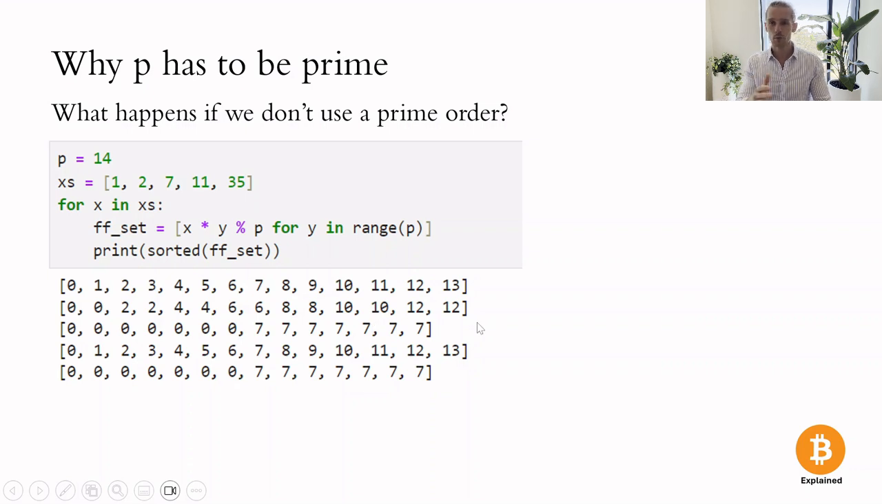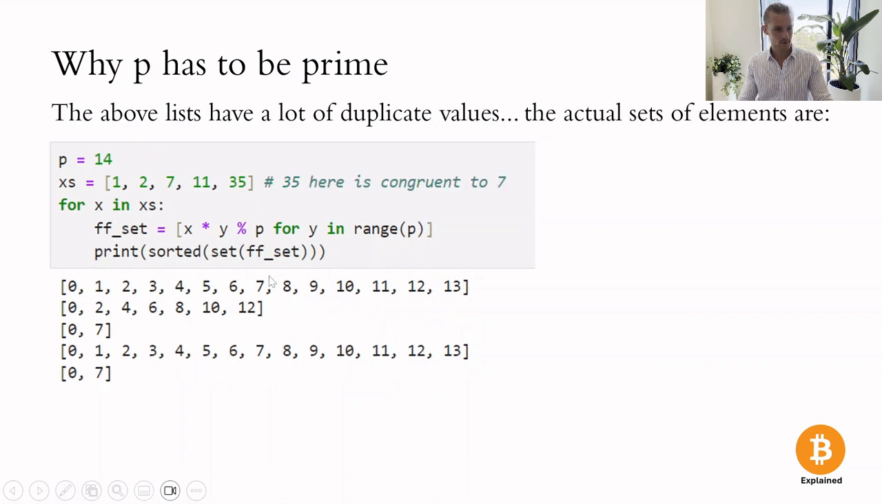Now let's actually remove the duplicate values and look at only what unique values are left when we do this. What we can see here is that if we use a p that's not prime, so if the order of the finite field is not prime, then multiplication by one of the divisors will lead to a smaller set. That's also why if we multiply all of the elements in the finite field by 2, we only get left with 7 elements, because 14 divided by 2 is equal to 7. If we multiply everything by 7, we get left with only 2 elements, again because 14 divided by 7 is equal to 2.